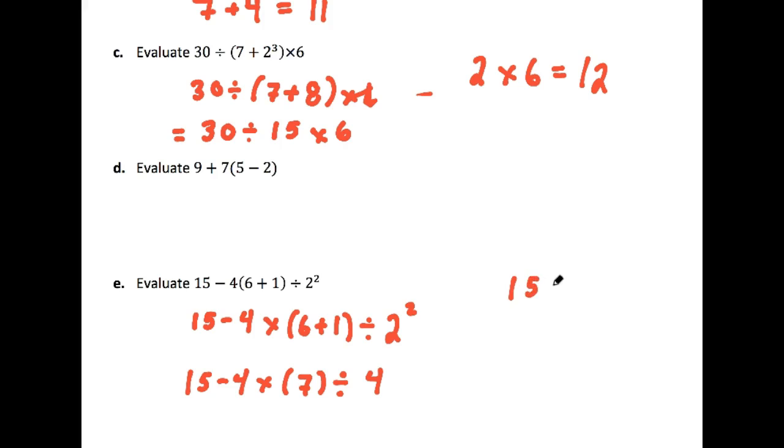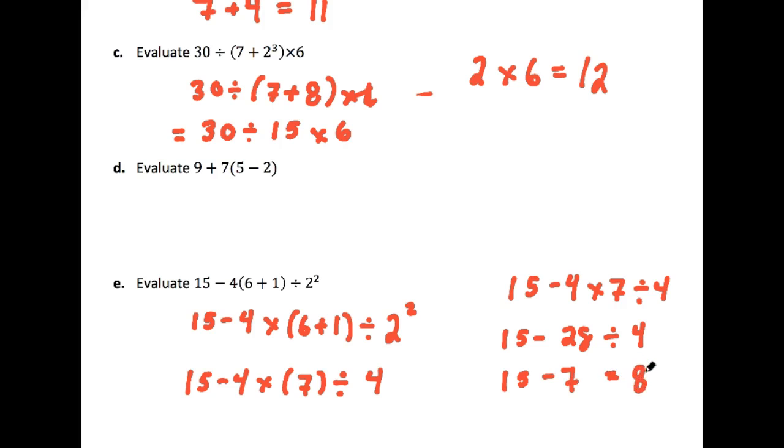15 minus 4 times 7 divided by 4. So you're going to have 15 minus 4 times 7 is 28. You have to multiply and divide from left to right. You skip the subtraction, multiply, and you have 28 now divided by 4. So you'll have 15 minus 7, because 28 divided by 4 is 7. And our last step is 15 minus 7, which is 8.